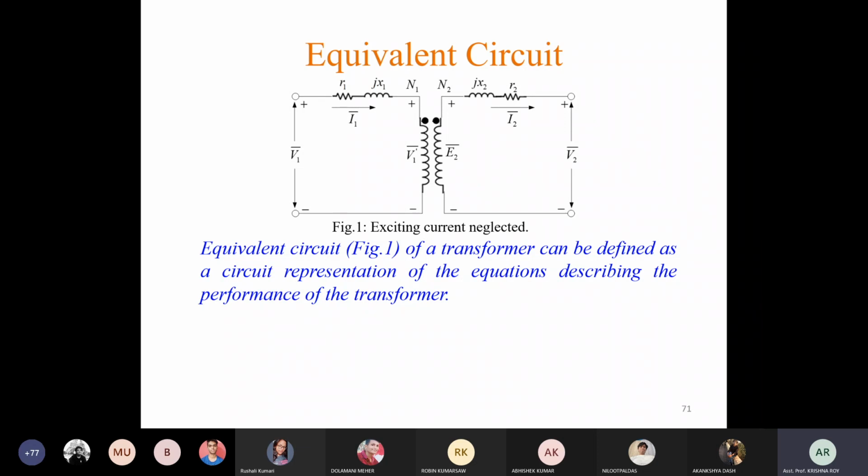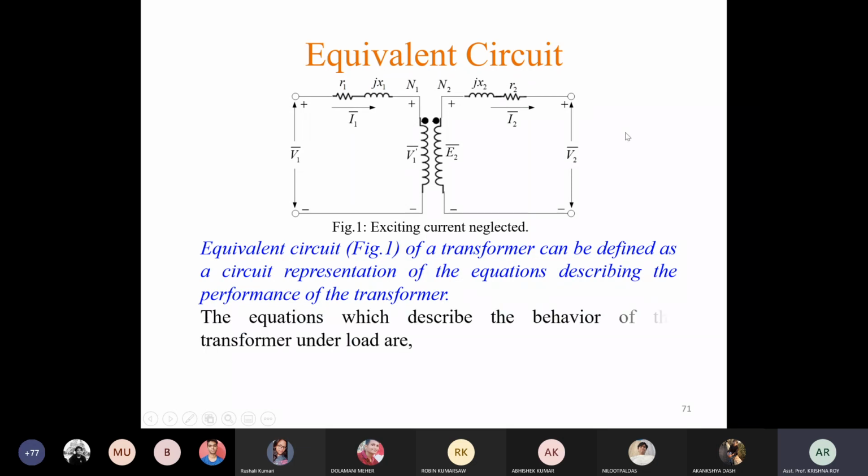So the equivalent circuit we can define as a circuit representation of the equations describing the performance of the transformer. So what are the two main equations for a transformer? One is the expression of V1, another is the expression of V2. We have studied or derived these two equations in our previous discussions.